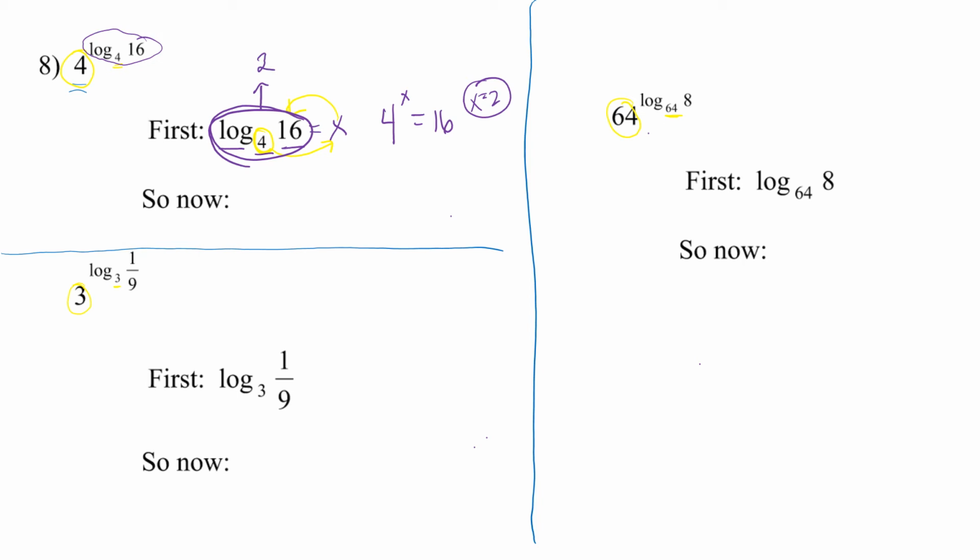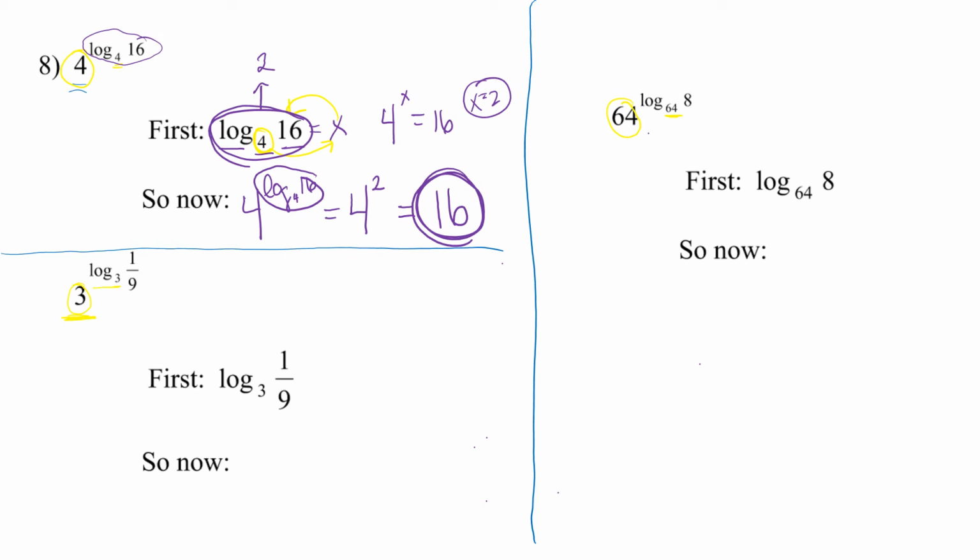So what I'm doing when I am doing 4 raised to the log base 4 of 16, what this really is, this is really 4 to the 2. And what's 4 squared? Well, 16. Interesting. Okay, let's do the other one. Let's do this next one. So we've got 3 raised to the log base 3 of 1/9.